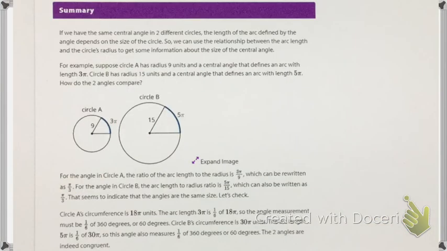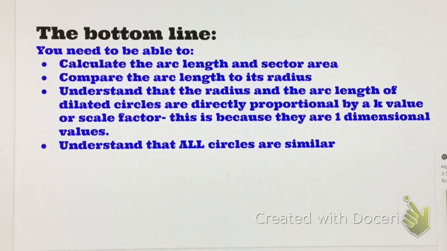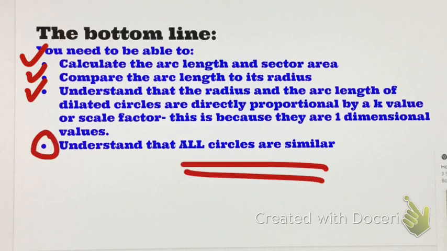So we can do that over and over again. There's your summary. Pause, read, check, and we come right back to where we started, folks. Bottom line, you need to calculate sector length and arc area. We still need to do that. We can compare the arc length and its radius. What's going on there between the arc length and the radius? There's something happening there. We can compare the two. And we understand that the radius and the arc length of the dilated circles are directly proportional by that k value, or the scale factor. That's because they are one-dimensional values. And bottom line, we understand that all circles are similar. That's part of this process too.